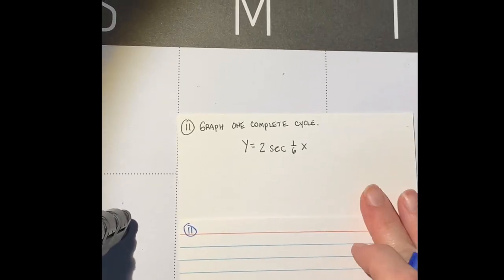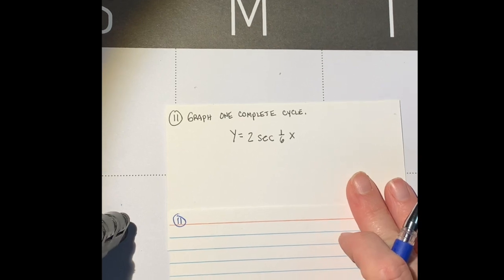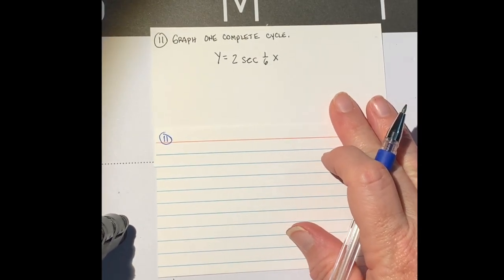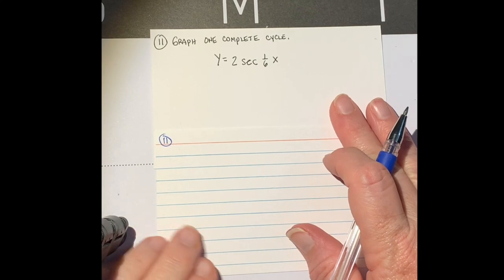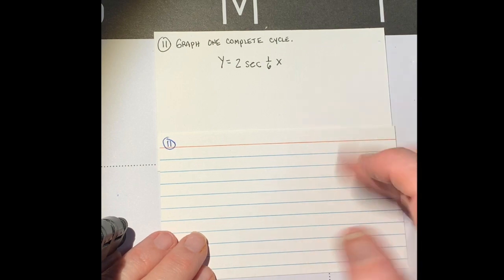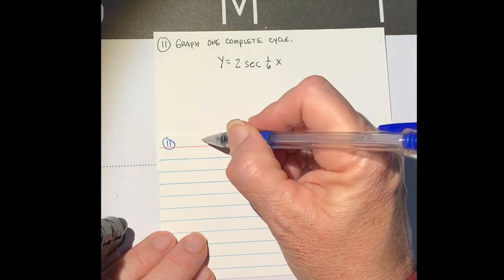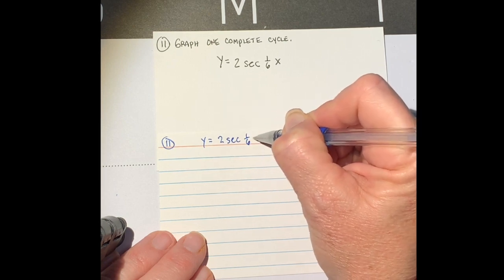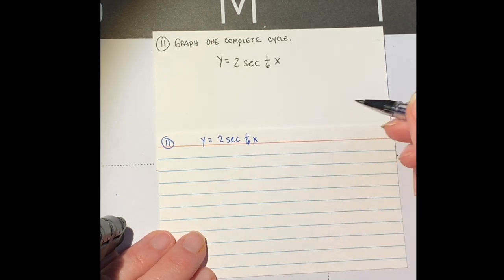Okay, number 11. So my problem to graph is y equals 2 secant of 1/6 x. So just like the one before, this one does have an amplitude change though, so we're going to graph y equals 2 times the secant of 1/6 times x. Okay, so I need my period, my key points first.